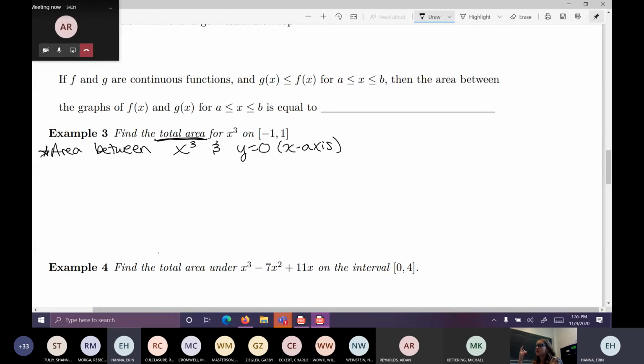So if we use the process we just wrote down, we have to find the area between these two functions, x cubed and the x-axis. So we're going to set the two equal to each other. So we're going to find where they intersect. Let me try to write down the process as we go. So we set these two functions equal to each other, and that will just give x equals 0.